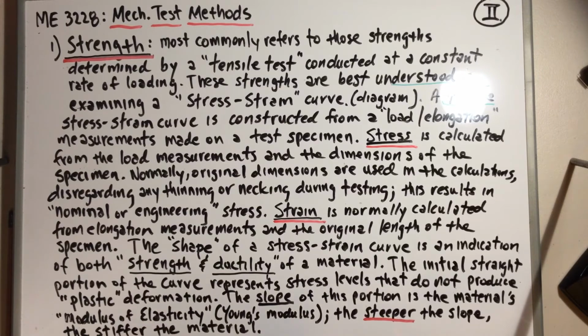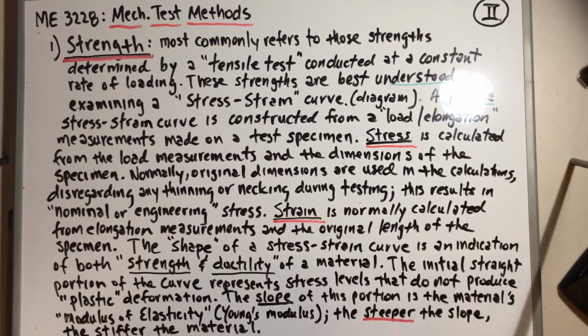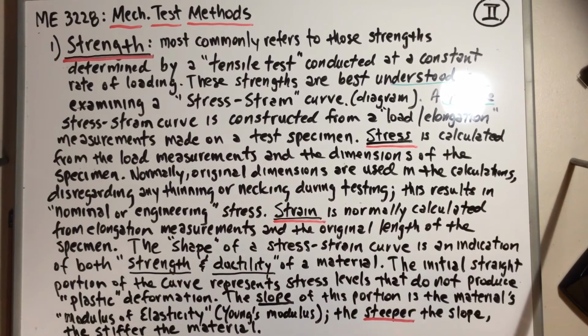All right, something to remember. Now, if we were to use the specific dimensional changes, then that would be something we call true stress and strain. But for the most part, 9 times out of 10, we're going to be referring to these nominal or engineering stresses, derived again from this tensile test. So strain is something else, of course. It is normally calculated from the elongation measurements and the original length of the specimen.